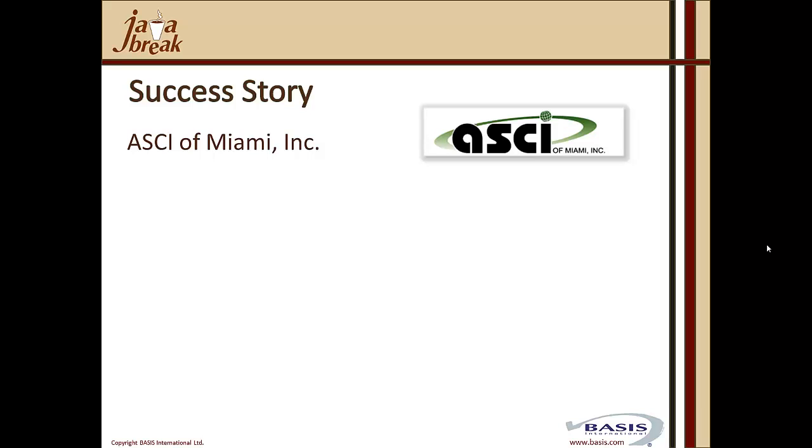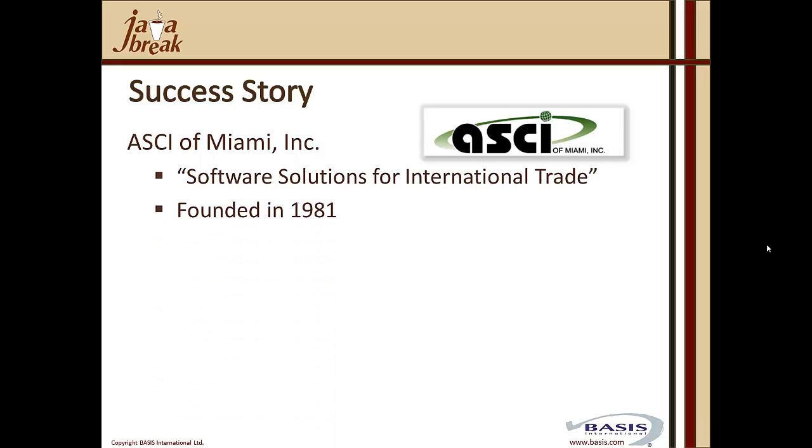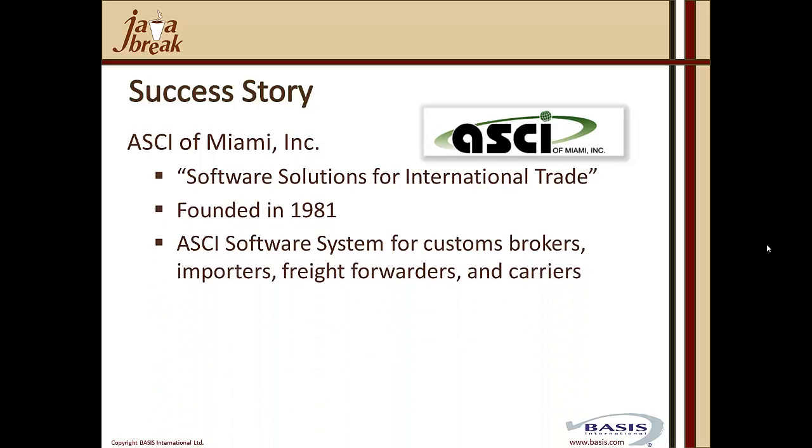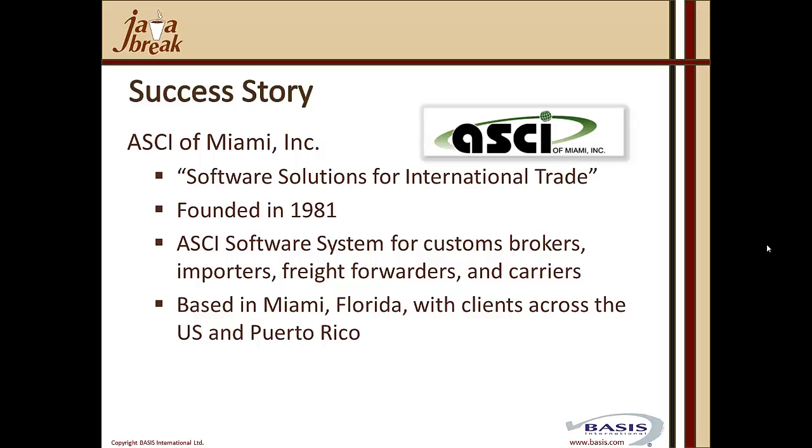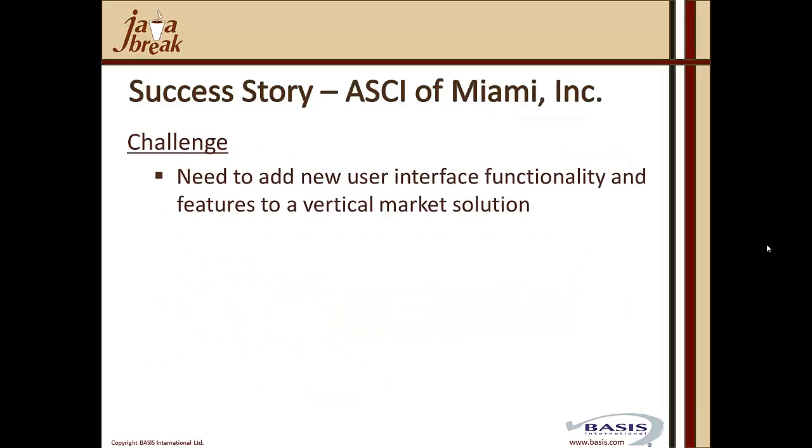So let's begin. I'll give you some background to ASCI of Miami. The vertical market solution that they deliver is software solutions for international trade. They were founded in 1981. The system caters for custom brokers, importers, freight forwarders, and carriers. They're based in Miami, Florida, with clients across the US and Puerto Rico, and they have over 300 installations. These installations run a mix of character and GUI Visual Pro 5, so the option is there for the customer to switch between character or GUI mode.